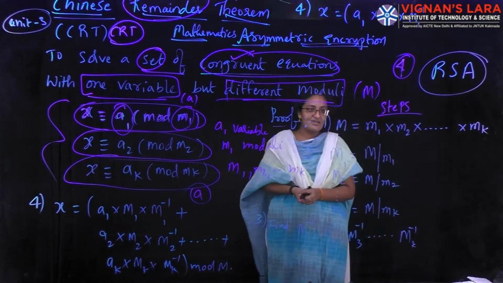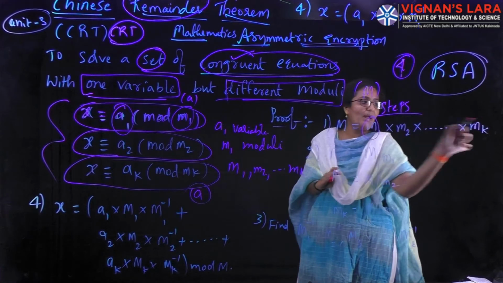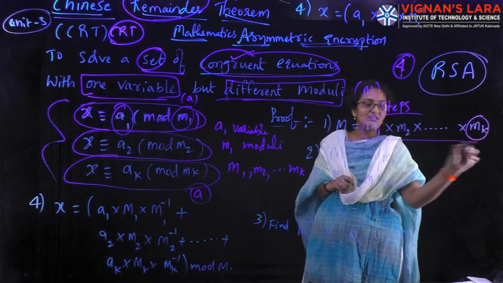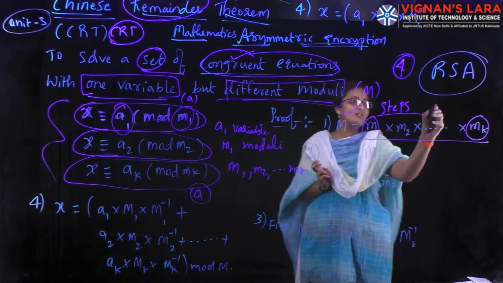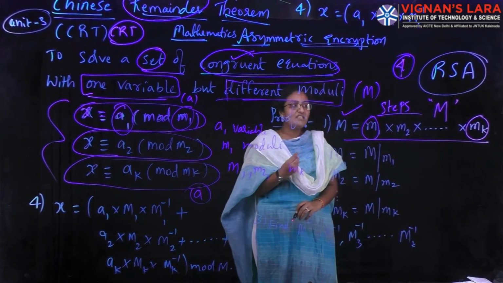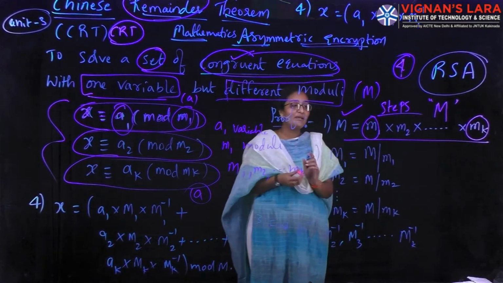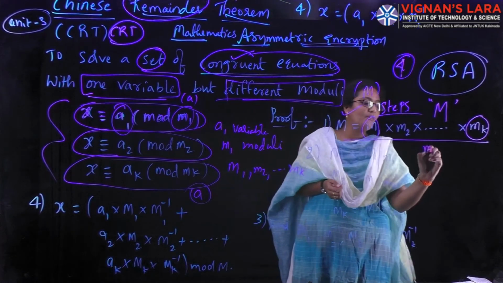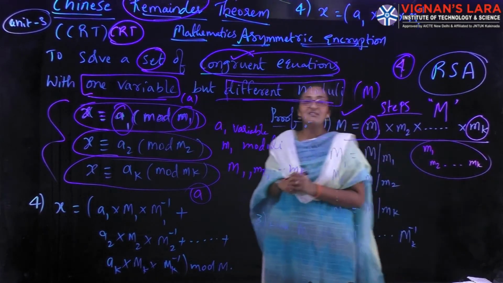So what is the first step? You will have different moduli like m1 to mk. By multiplying all of them, you are obtaining a single modulus M. So first you are calculating the value of the single modulus capital M, which can be computed using m1, m2 and so on up to mk. So this is the first step.